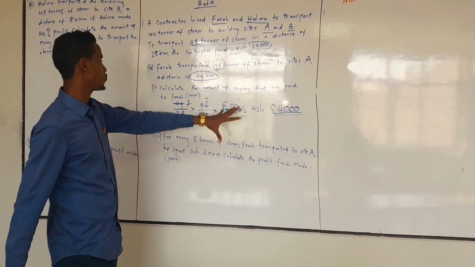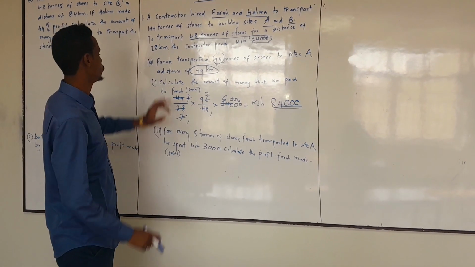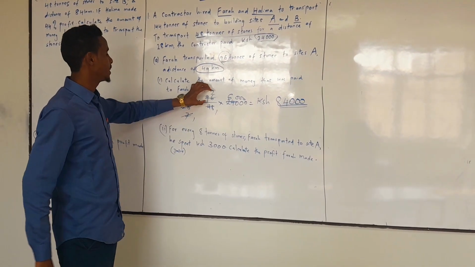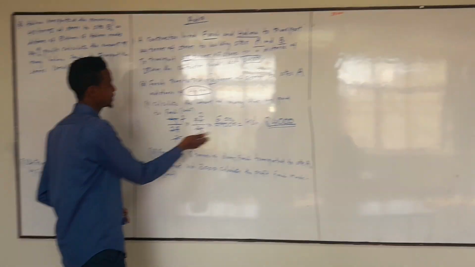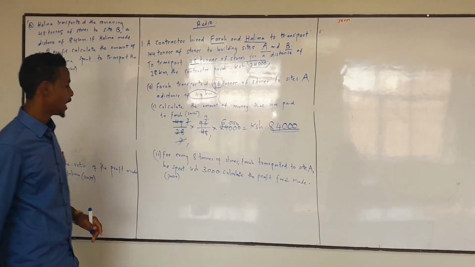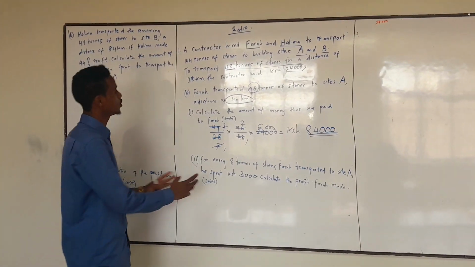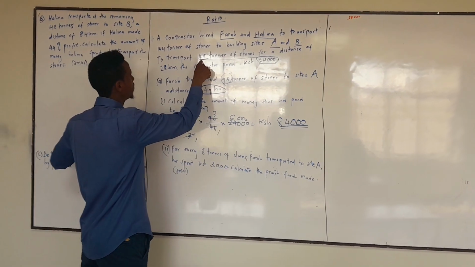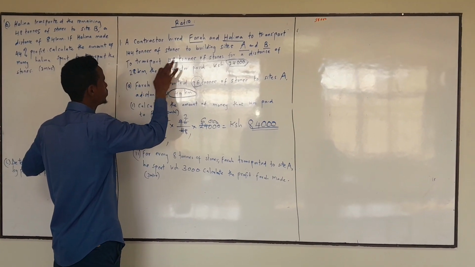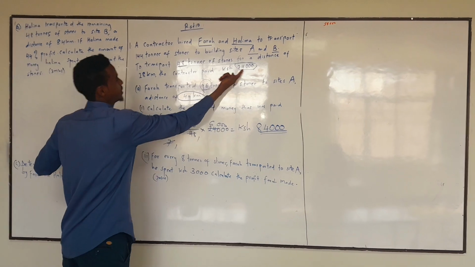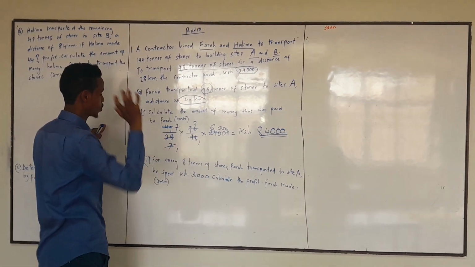This was the amount of money that was being paid to Farah, because Farah carried 96 tons and moved a distance of 49 kilometers. We knew that after moving a distance of 28 kilometers and carrying 48 tons, the charges were this, and that is how we solve that.